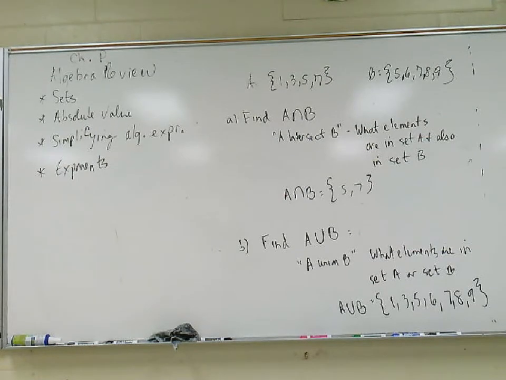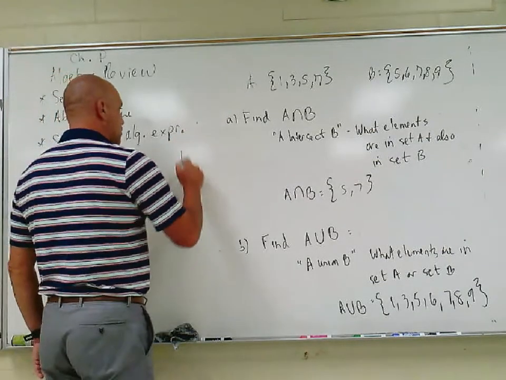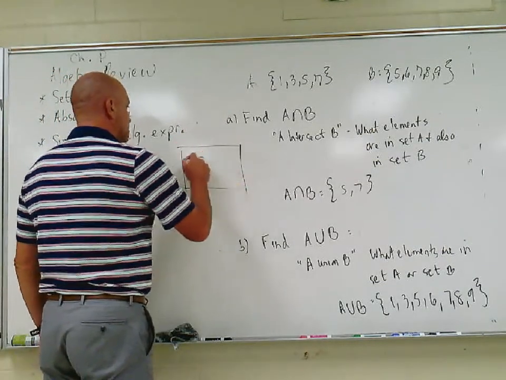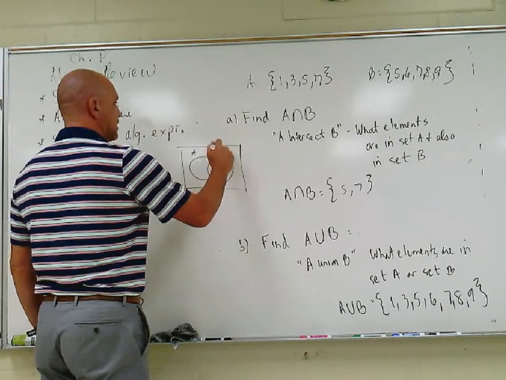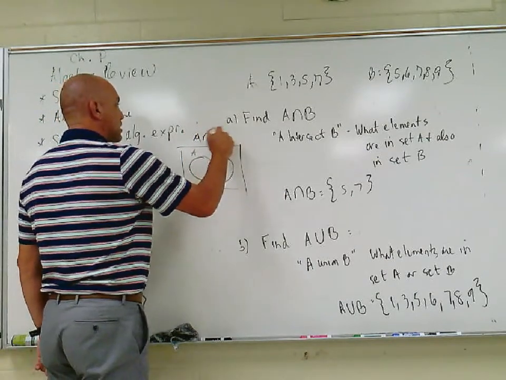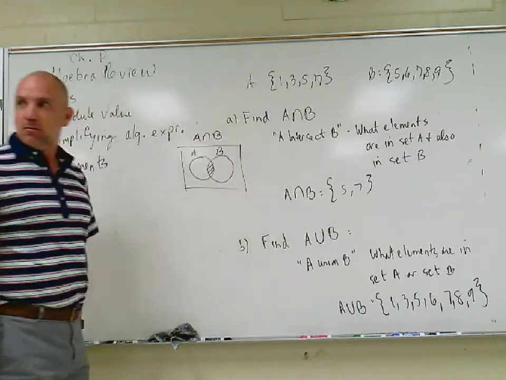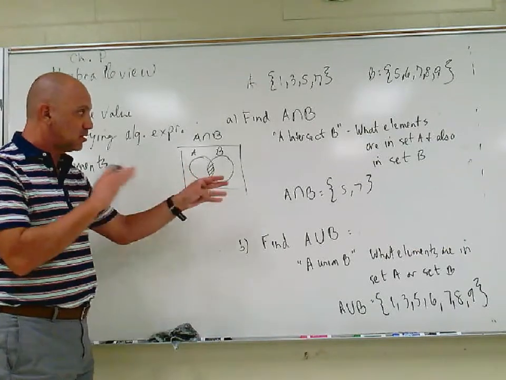Now what do you use? What geometrical figure? Circles. So the easiest way to show this is with a Venn diagram that I like to see. If that's set A and that's set B, A intersect B would be this. It would be in the overlap. What has to be contained in both.